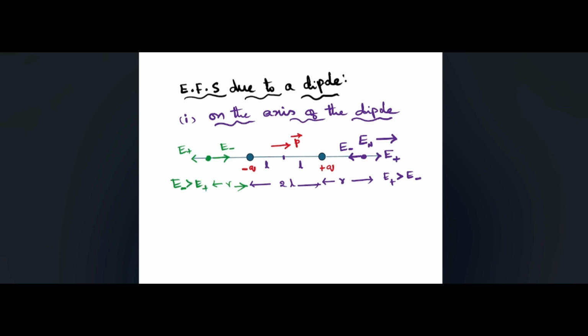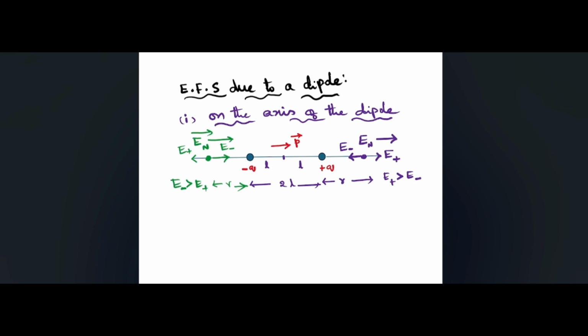Therefore, what is the E net value? The net electric field is in the direction of E minus. So this is the direction. At either point you take, the electric field direction is in the direction of the dipole moment.